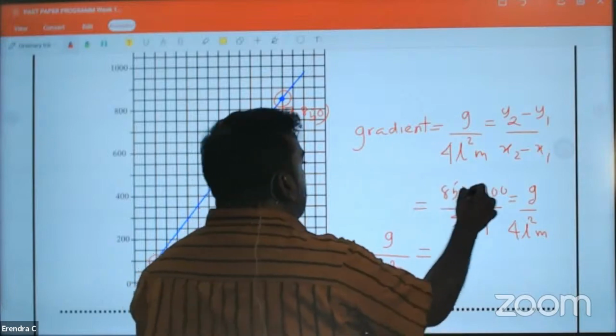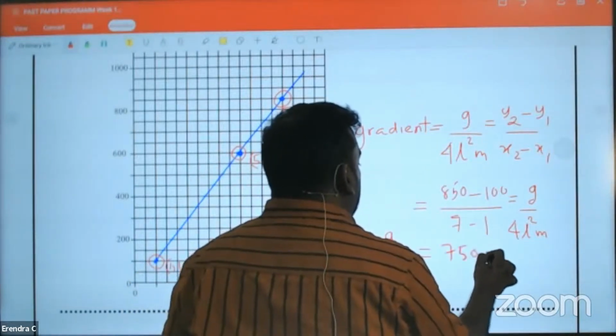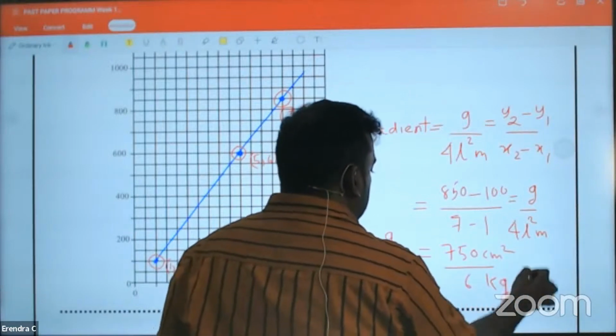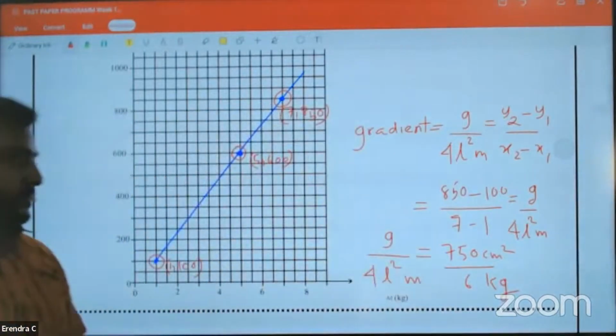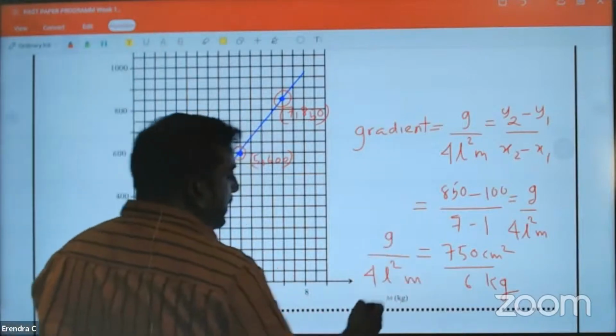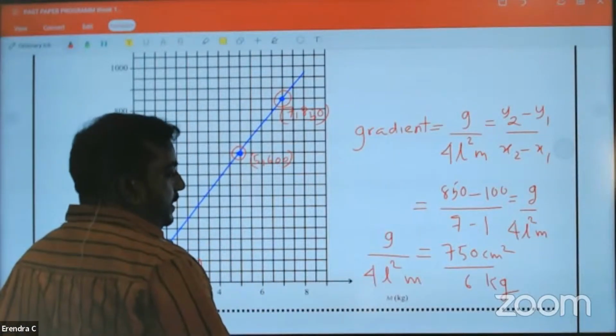Be careful now. This axis is centimeter squared. 750 centimeter squared. This is 6 kilograms. So you have found a relationship for the gradient. Now G is 10. How will you simplify this?